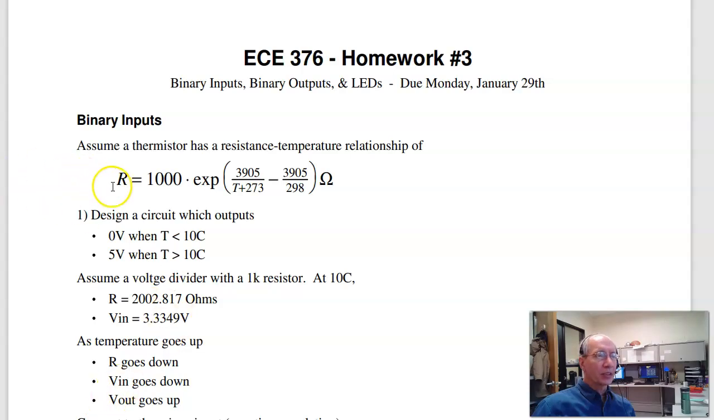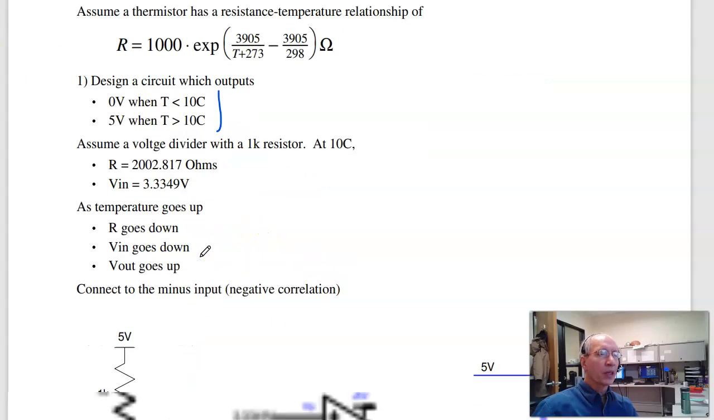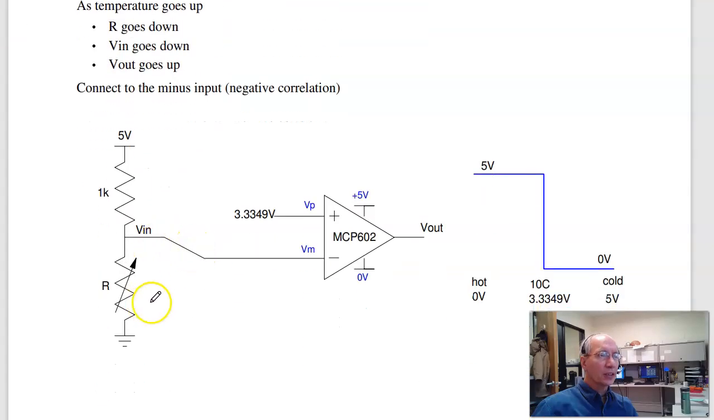I've got a temperature sensor. I want to measure temperature. Specifically, I want to come up with an input that outputs 0 volts when the temperature is less than 10 degrees Celsius, 5 volts when it's more. So one way to do that is to use a thermistor. This is a temperature-sensitive resistor.